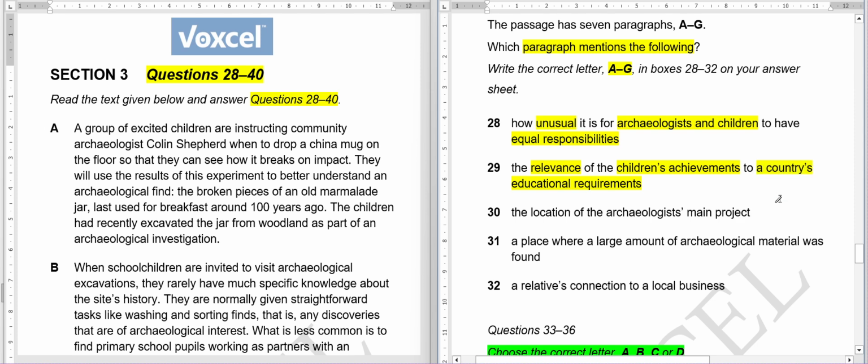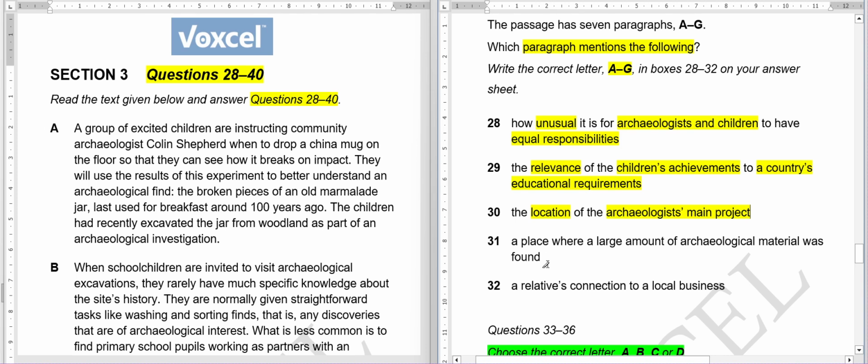So instead of a country, you may be given some name of a country, okay, talking about its educational requirements. 30, location of archaeologist's main project. So you will be given a location of a main project of the archaeologist. Maybe there is more than one project going on simultaneously, but out of those two, three, four, five, one will be the main project, and you will be given the location of that particular project. You will not only be told about the main project, you will also be told about the location of that particular project. Be careful about that.